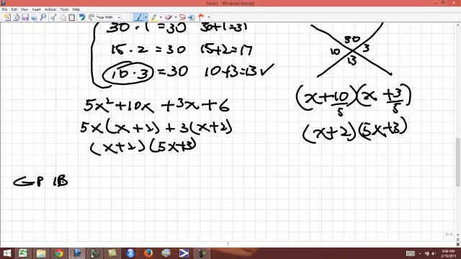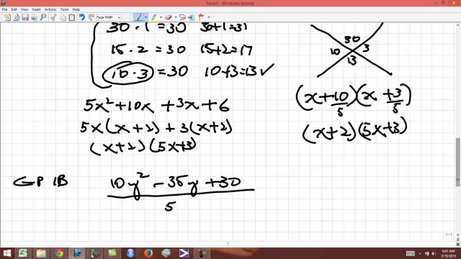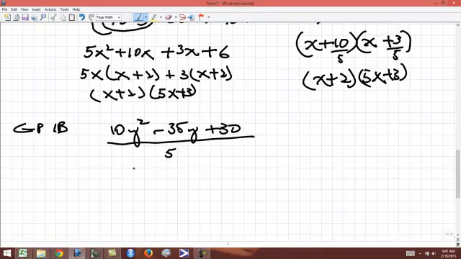So, guided practice 1B. We're going to have 10y squared minus 35y plus 30. Now, you can see there's a common factor here of 5. So we're going to factor out a 5 out of everything here, and we can't forget that 5 when we write our final answer. So we're going to have 2y squared minus 7y plus 6 in parentheses times 5. Now we're going to put that parenthesis times 5 back in when we're finished.